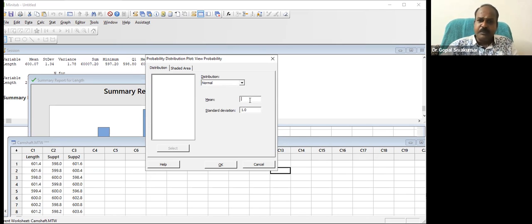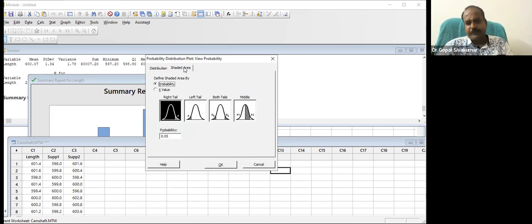Let me make it simple for you. Let us say in a class of students, the average mark is 75. With a class of 100 students, I calculate the standard deviation to be 5. Do you understand what I am talking now? In a class of 100 students, the average mark is 75. The standard deviation of the mark is 5. Now I want to see the probability.